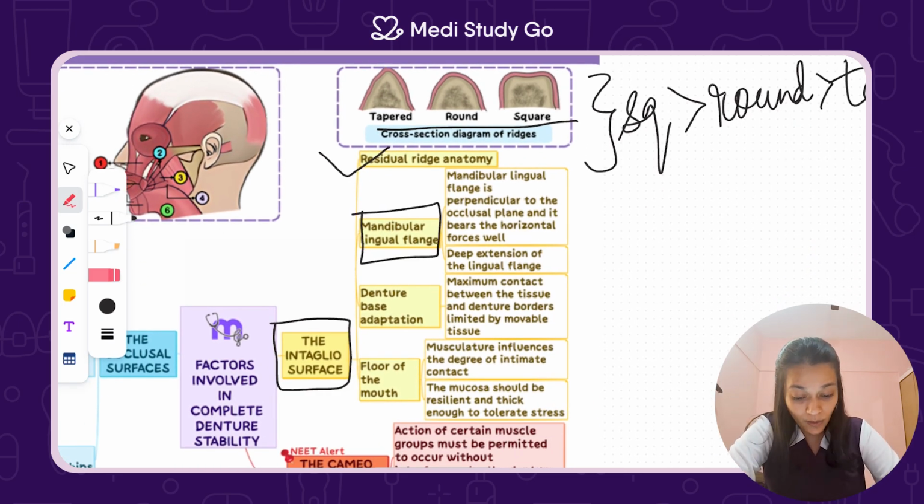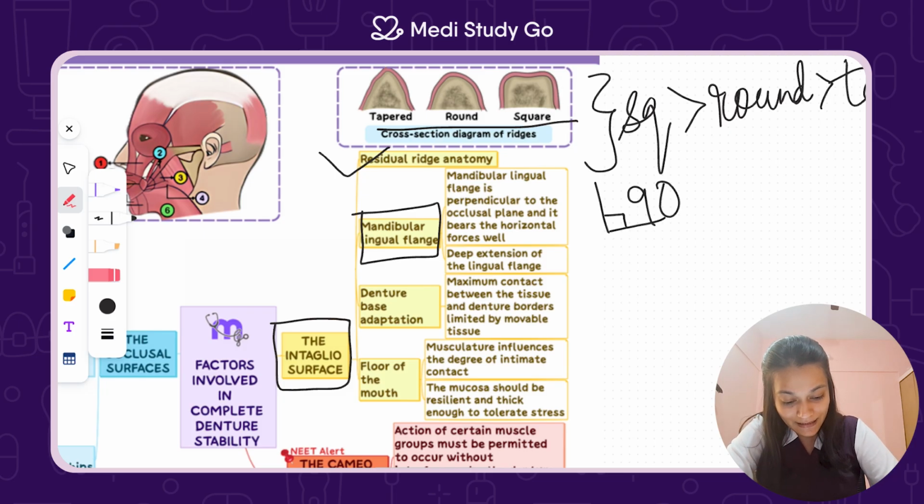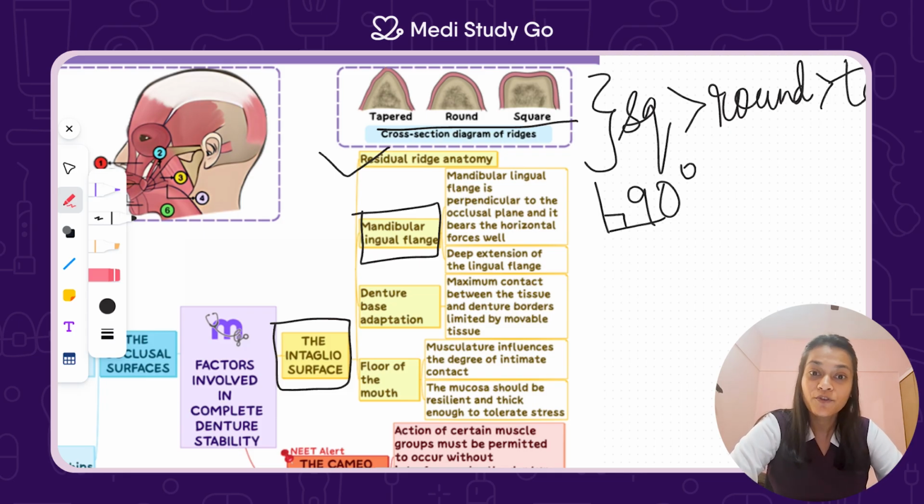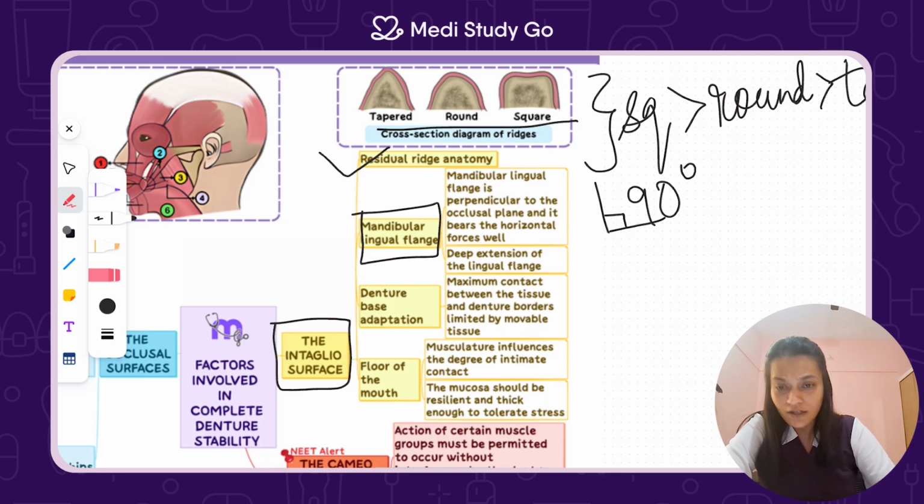Talking about the next thing, that would be mandibular lingual flange. So now we know that the lingual flange should be at 90 degree. Why? Because 90 degree means that the perpendicular forces are going to be borne well. You remember buccal shelf area? It was a desirable or a stress bearing area. We can load it with stress. Why? Again, because it is at the 90 degree, that is perpendicular to the occlusal plane. Thus, it is going to bear the horizontal forces really well.